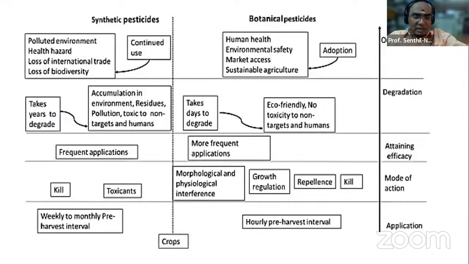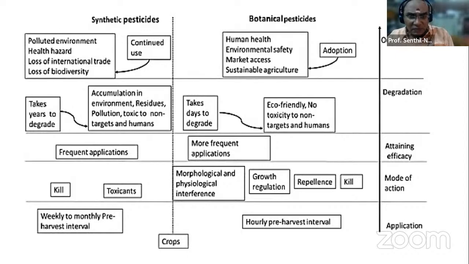Here, a comparison of synthetic pesticides and botanical pesticides. Synthetic pesticides: continuity of use, accumulation, frequent application is needed, and the toxicant persists. With botanicals, human health, environmental safety, market access, and sustainable agriculture are all feasible in this method. That means adaptation. It takes a few days to degrade. Eco-friendly, no toxicity to non-target organisms, including the farmer's friend, that means the earthworm, an ecological indicator animal. More frequent application is also needed. That is a somewhat negative point.